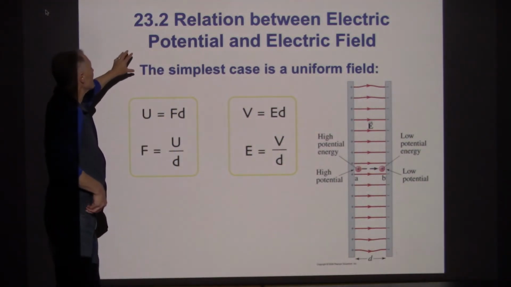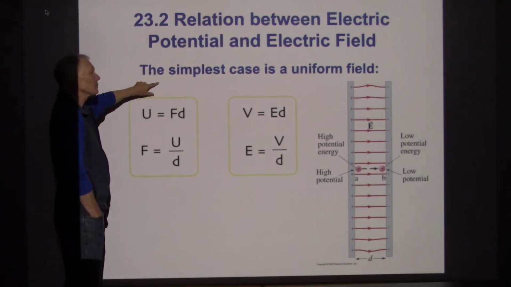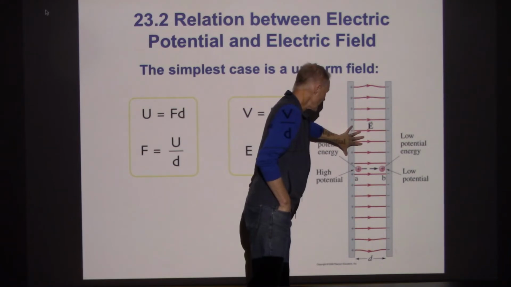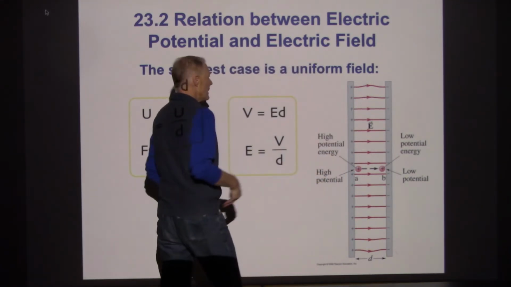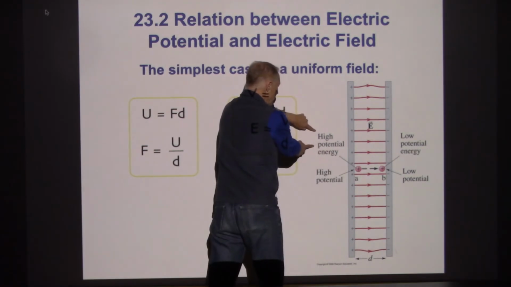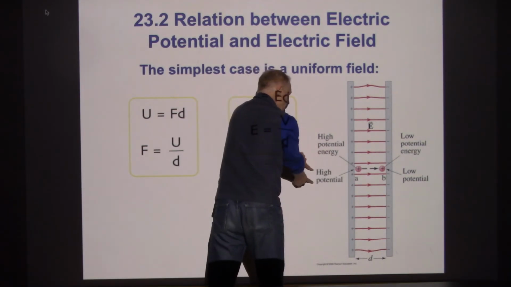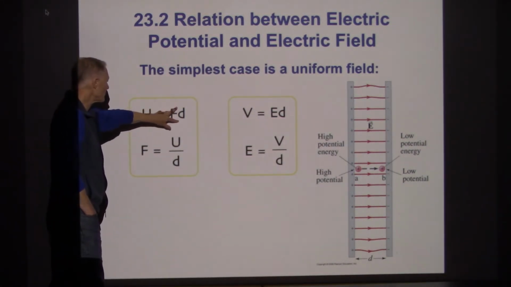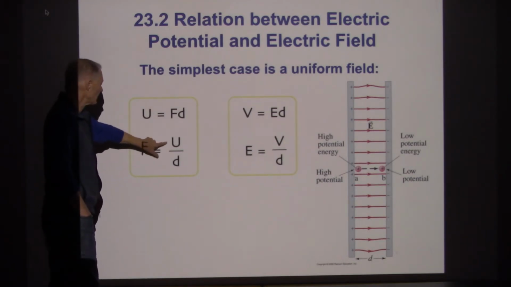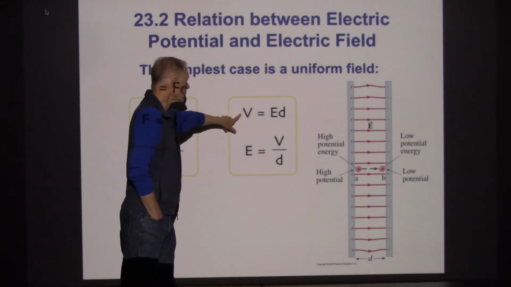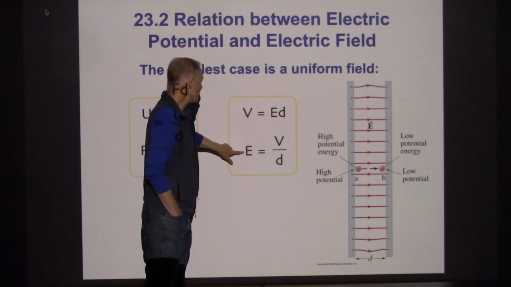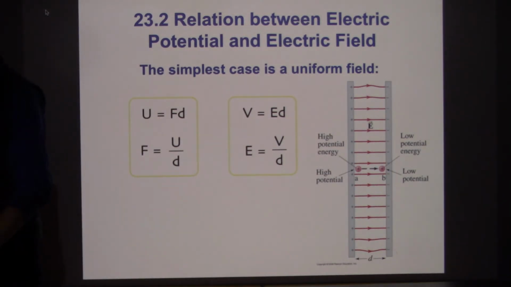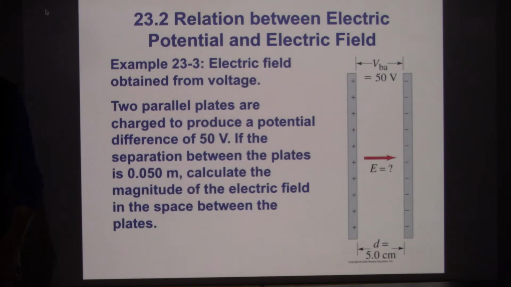So the relationship between the electric potential and the electric field, simplest example would be a uniform field. If we have a constant electric field that we have here, and here they're using a positive charge, so the location of high potential energy matches high potential. The potential energy is equal to force times distance for this. The force is equal to potential energy divided by distance. The potential is E times d, or flipping that around, the electric field can be calculated as V over d. So that's the simplest case where we have a uniform electric field.